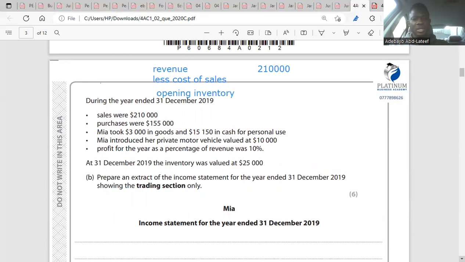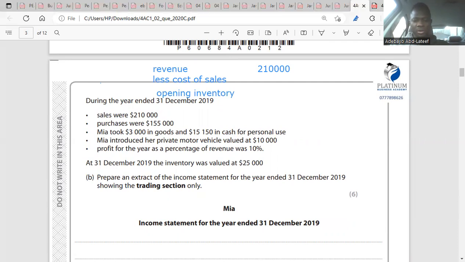Then Maya took 3,000 in goods. We call it goods for own use. So you less it from the purchases and the opening inventory. That's all. Please calculate it for me there.